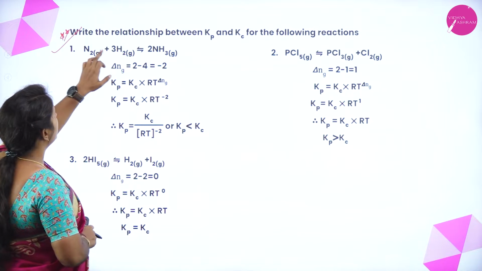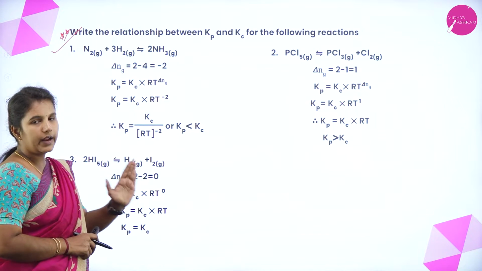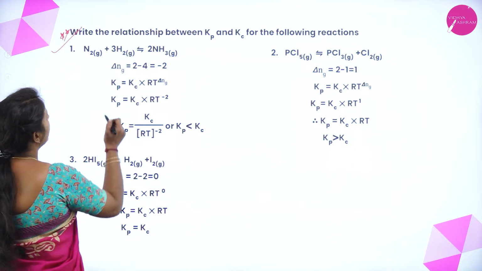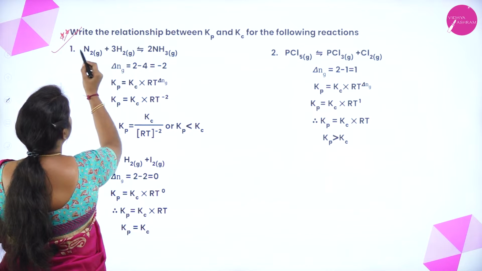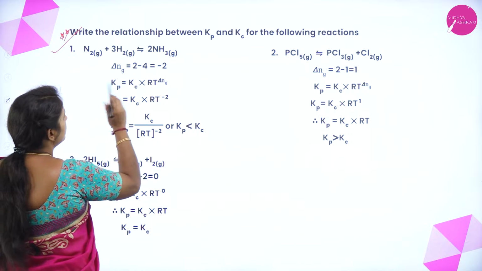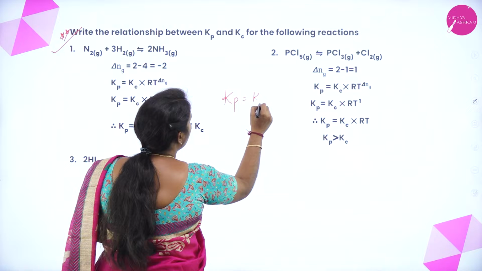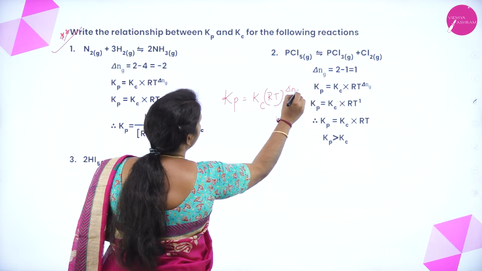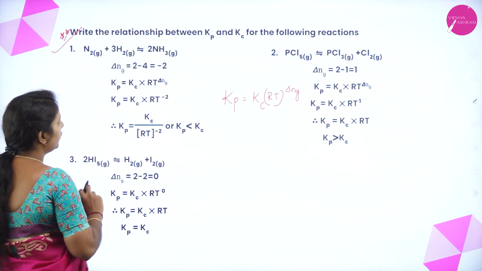Okay. So nitrogen combines with hydrogen which forms ammonia. Now how to write the relationship between Kp and Kc? First I'll calculate the delta Ng, that is nothing but 2 minus 3 plus 1, that is 4, which is equal to minus 2. We have a relationship between Kp and Kc, that is Kp is equal to Kc into RT to the power of delta Ng. Correct, no? So if the delta Ng value is minus 2, what will happen?